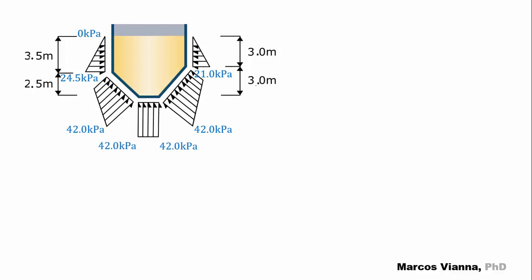Finally, the bottom of the tank is horizontal, so the pressure will be the same along all its extension, as shown in the figure. Its value is, of course, 42 kilopascals. As we begin to talk about pressure diagrams, let's see some typical scenarios that we find in practice.